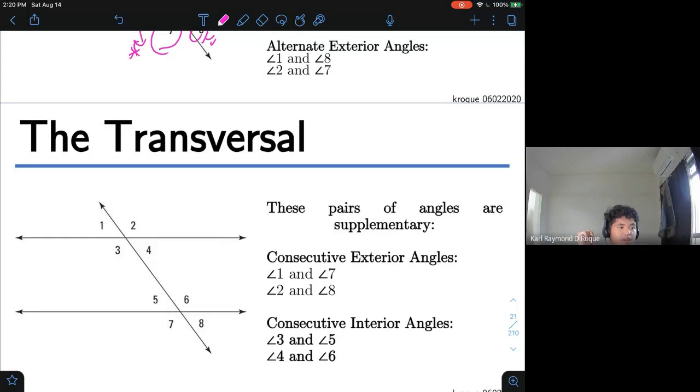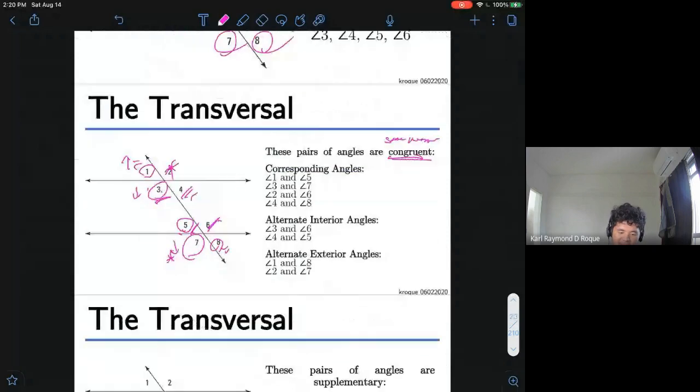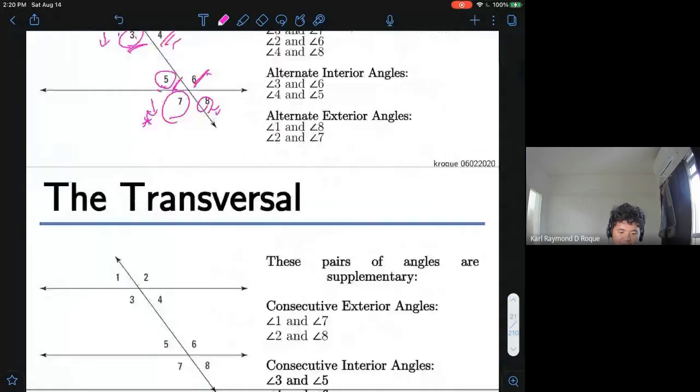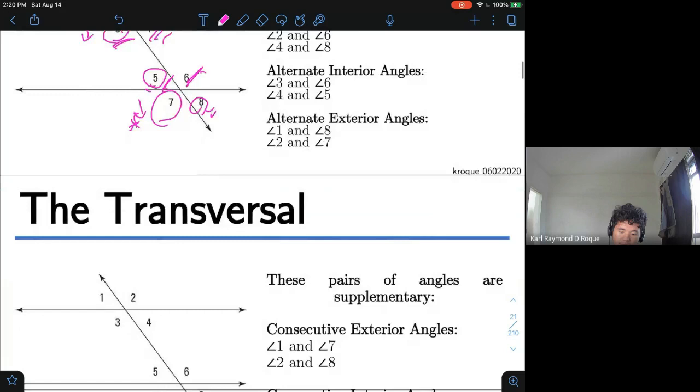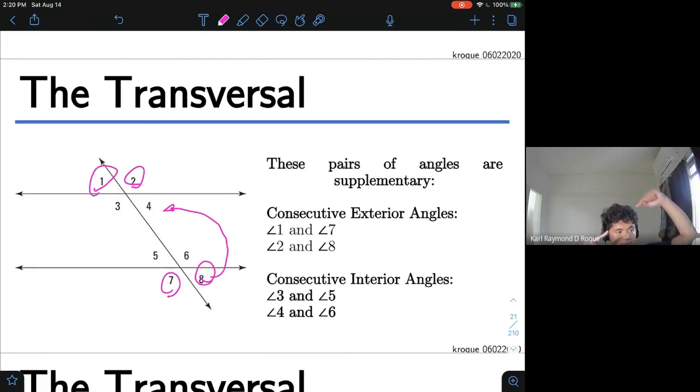Then, these pairs of angles are supplementary. Okay. Malapit na tayo matapos sa first part. These pairs of angles are supplementary. Yung mga, hindi sila linear pair, no? Pero supplementary sila. Hindi sila adjacent, pero supplementary sila. 1 and 7, 2 and 8. Diba? Kasi equal siya dito, so mapapansin nyo, supplementary sila. They form a straight line.